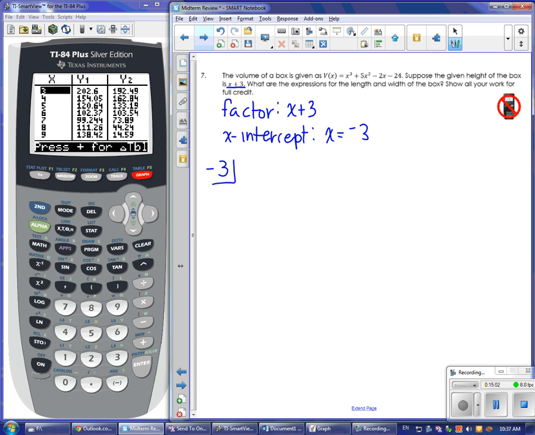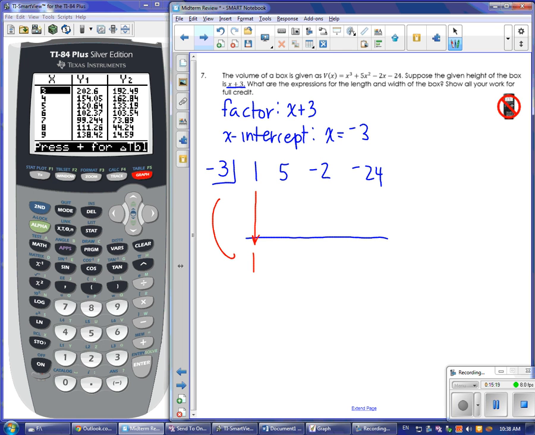And again, the format doesn't really matter. And then list all the coefficients of your polynomial. So 1, 5, -2, -24. Give myself a little bit of space and draw a line. And now I'll begin. I'm going to drop the 1 straight down.